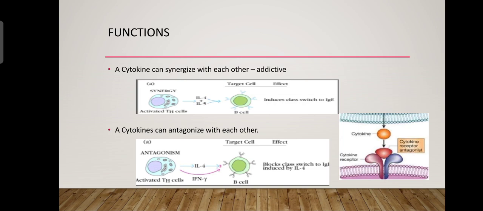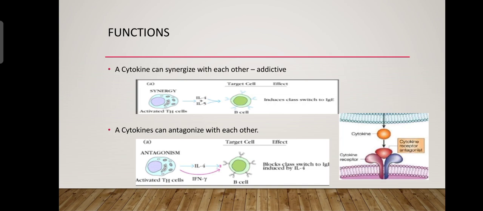Our next function is cytokines can synergize with each other. Cytokine synergy occurs when the combined effect of two cytokines on cellular activity is greater than the additive effects of the individual cytokines. So we can say that cytokines are also adaptive in nature.